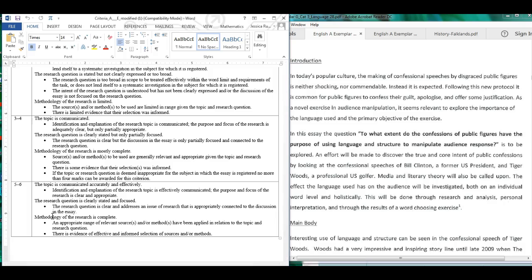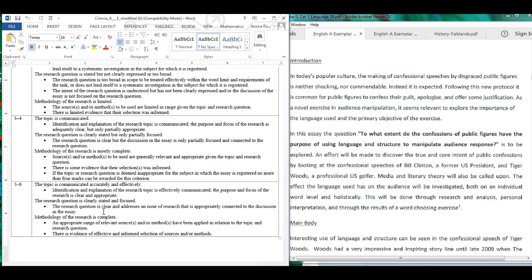So the topic is communicated accurately and effectively, okay? Identification and explanation of the research topic is effectively communicated. The purpose and focus of the research is clear and appropriate. So if you don't identify your research topic with your research question in here, you're going to get knocked down. The research question is clearly stated and focused. So this is what's really super important for you to look at, that research question.